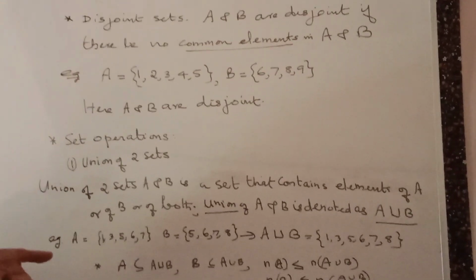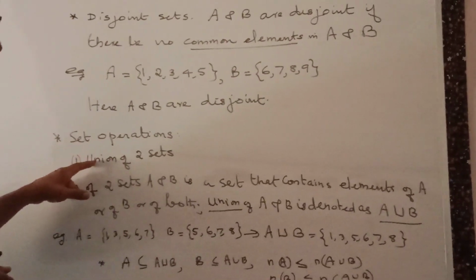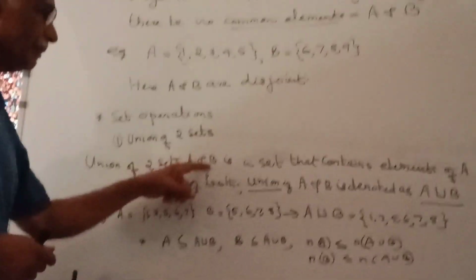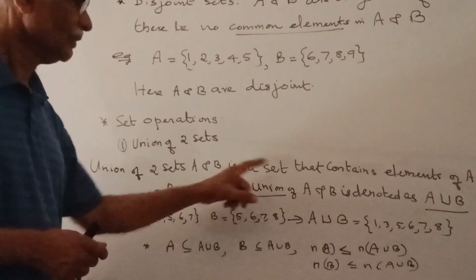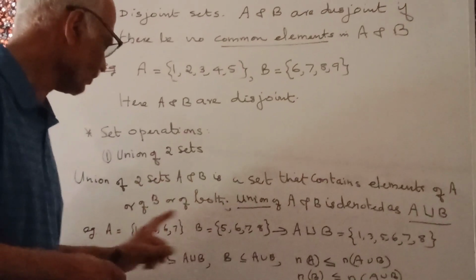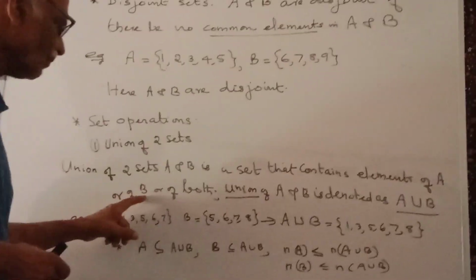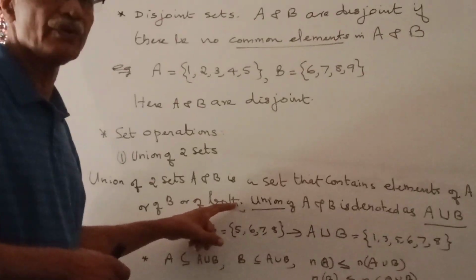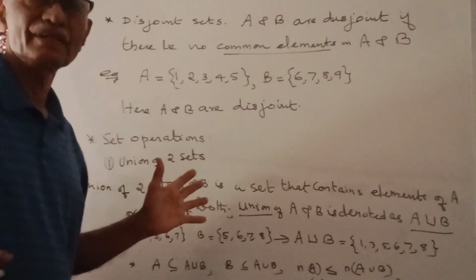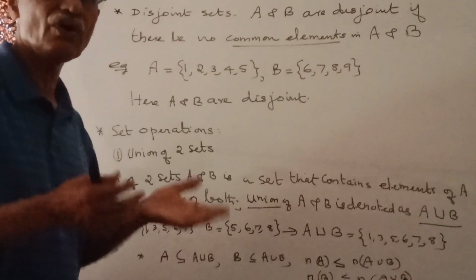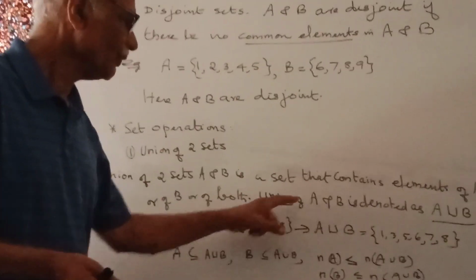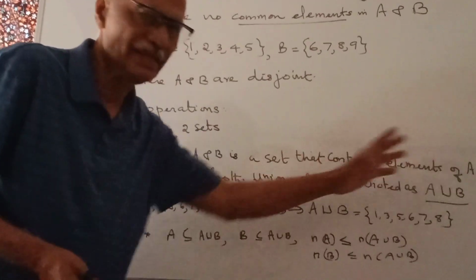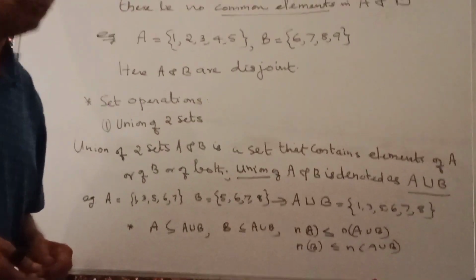Likewise in set theory, one operation is union of two sets. Now, union of two sets A and B is a set that contains elements of A or of B or of both. So, union contains all the elements of A or B or both. Now, union of A and B is denoted by A ∪ B, capital letter U.